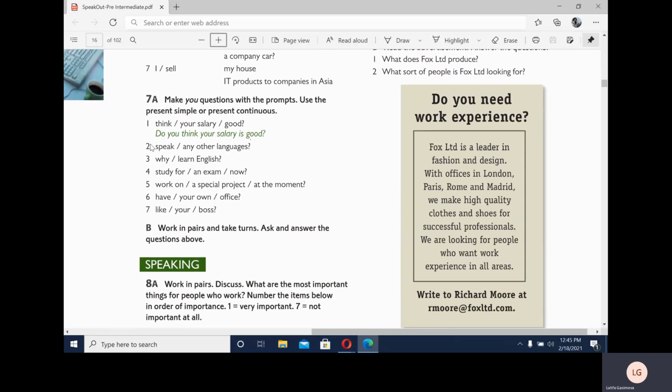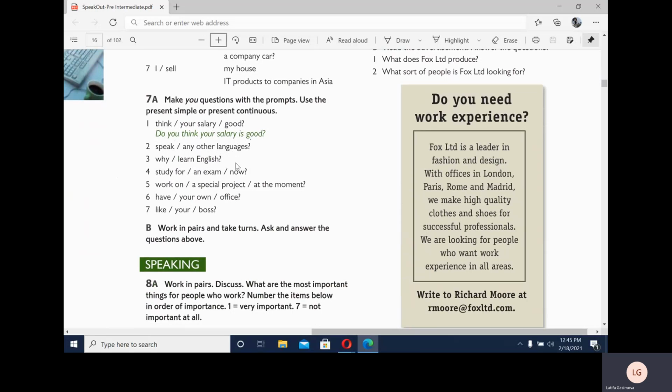And here we have, so do you speak any other languages, right? Do you speak any other languages? So the question cannot start with this main word. It has to start with an auxiliary. Do you speak any other languages, right? Okay, in this case, it has to start with why, a WH question word, right? Why do you learn English?